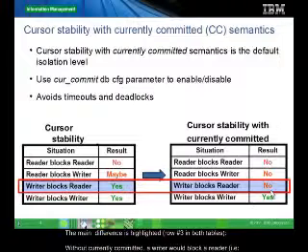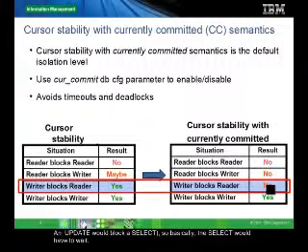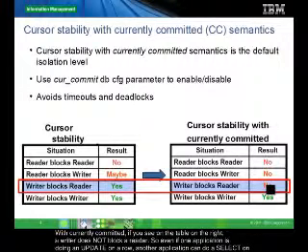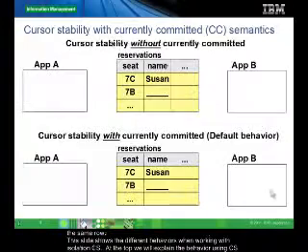The main difference is highlighted in row number 3 in both tables. Without currently committed, a writer would block a reader. An update will block a select, so basically the select would have to wait. With currently committed, if you see on the table on the right, a writer does not block a reader. So even if one application is doing an update on a row, another application can do a select on the same row.